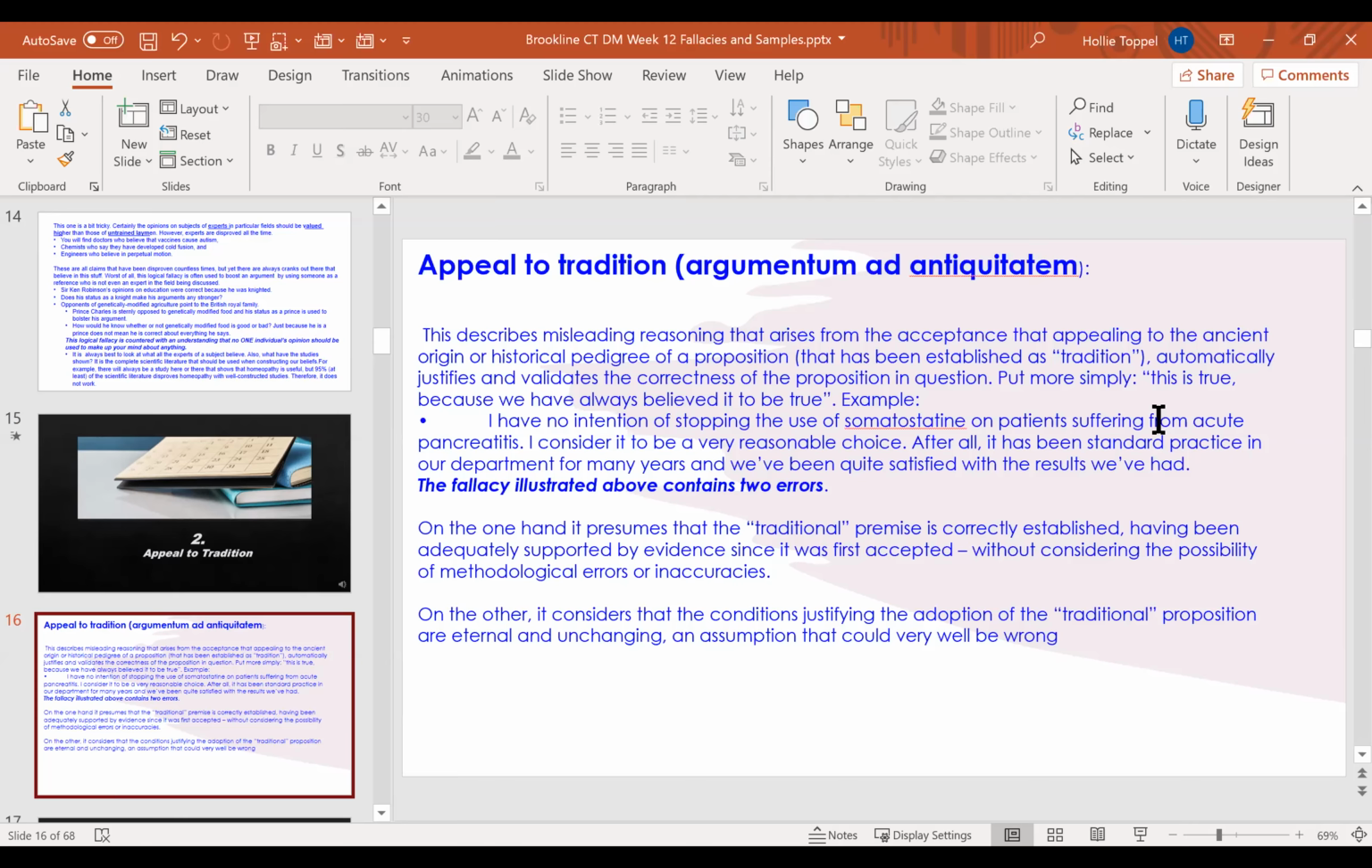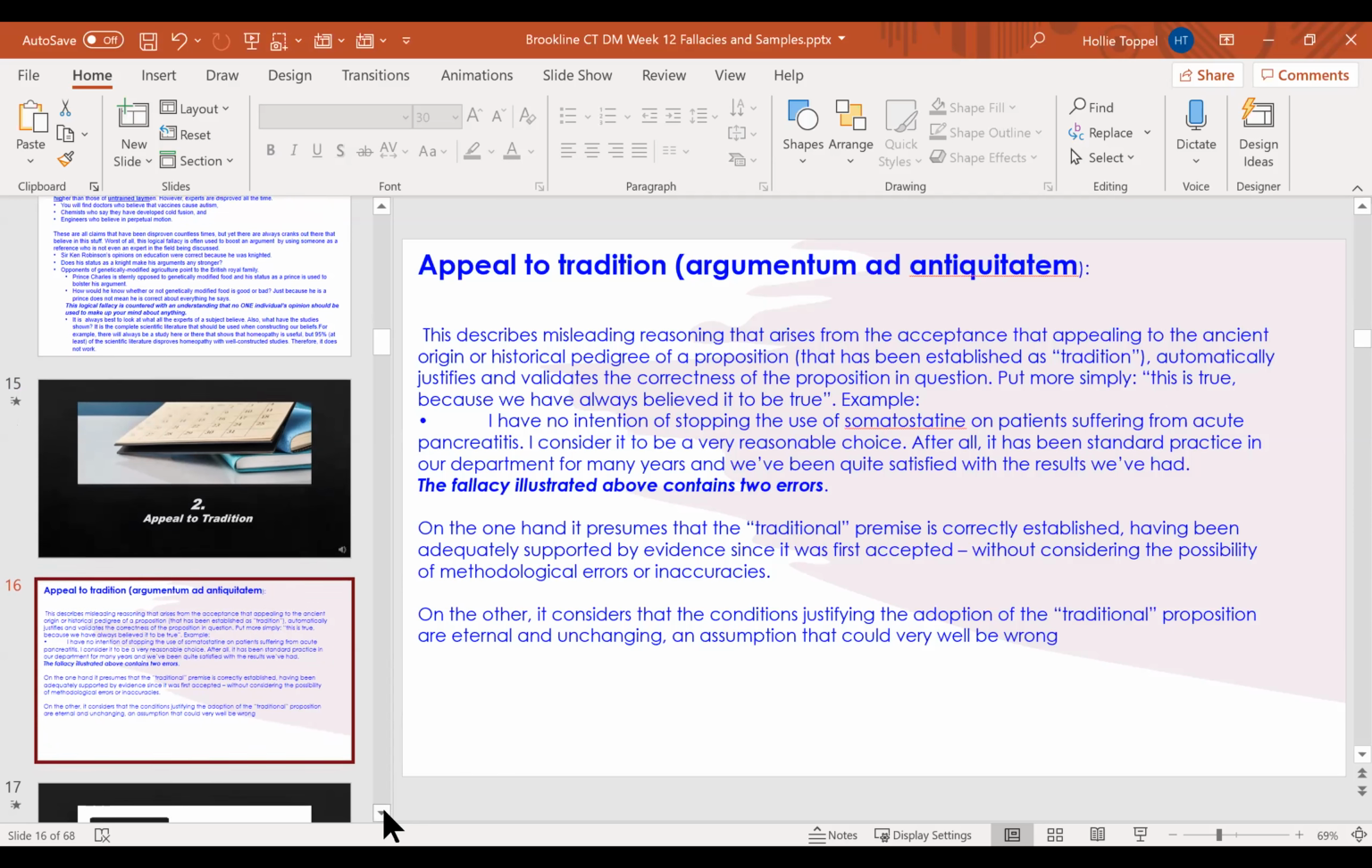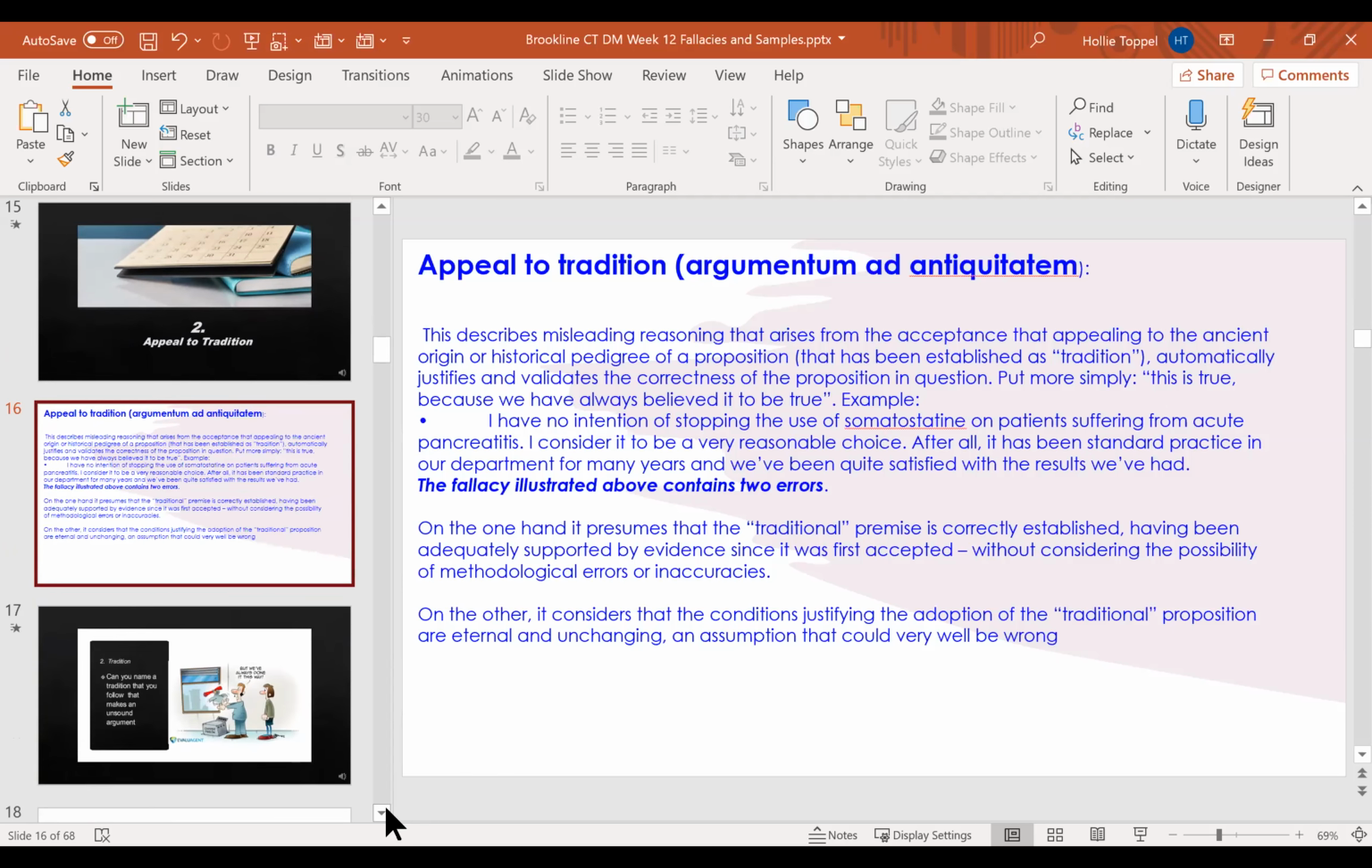On the other hand, it presumes traditional premises establish that a correct thing is true, it's accepted. On the other hand, it considers that the conditions justify the adoption of it because it's traditional. And what could be wrong? Because we've done it for a long time. Can you think of anything recently that we do for tradition?